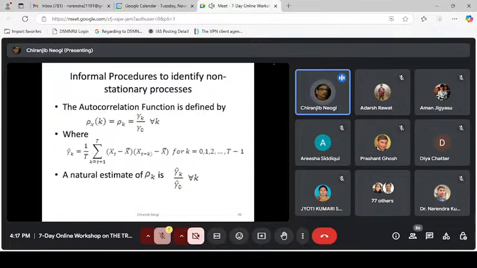The natural estimate of rho k is this: I estimate rho k, or gamma k, and I estimate gamma 0, for all k, and I get the correlations for k. K means lag. K means not the time point, but the lag. Get my point?